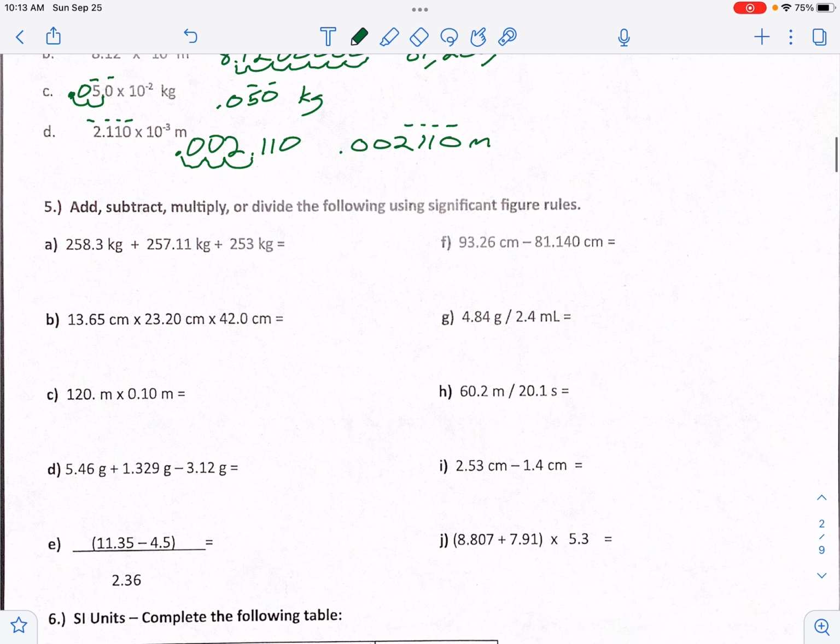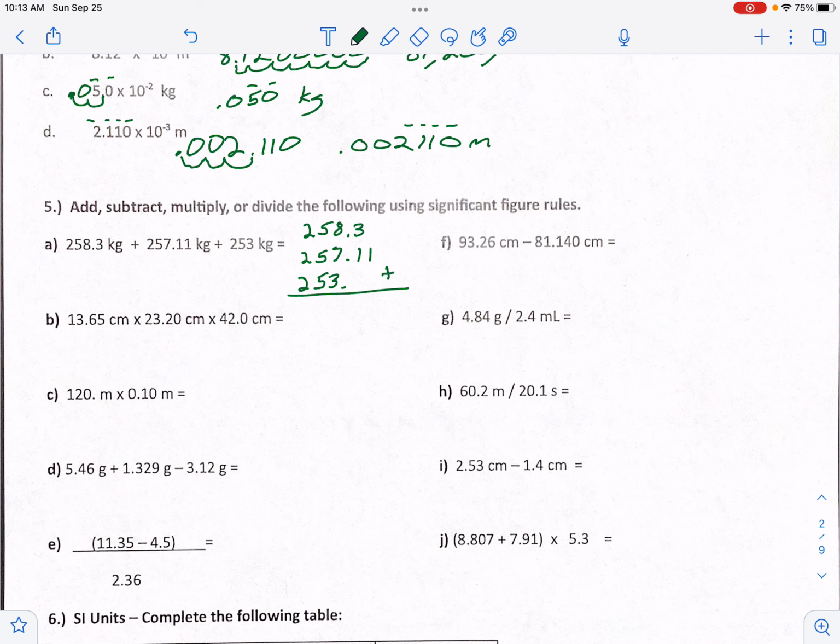Okay, so math, I'm not gonna do all of these, but I will get the gist because there's rules for adding and subtracting and there's rules for multiplying and dividing. Now when it comes to adding and subtracting, the way I've been teaching my class is to line it up like elementary school. So that means we're gonna stack it. So I've got 258.3, then I've got 257.11. Please make sure your decimals line up, otherwise this trick will not work. And then I've got lastly 253, because that decimal would be right here.